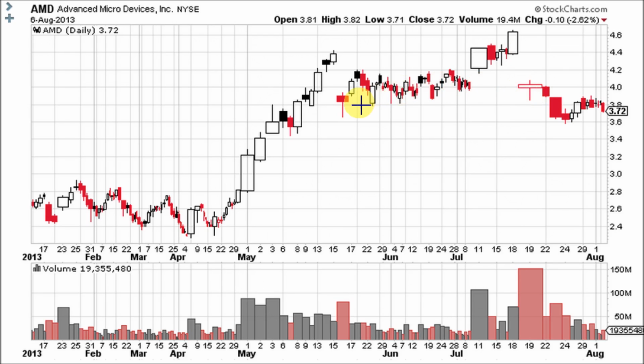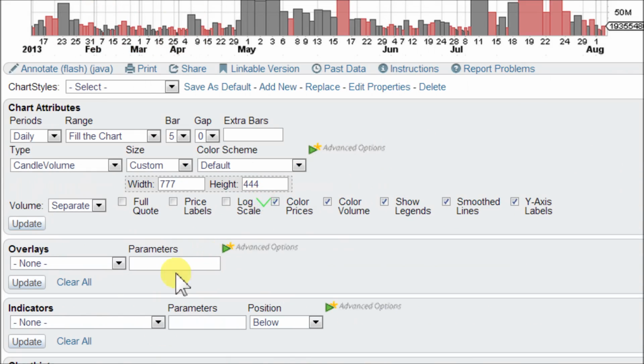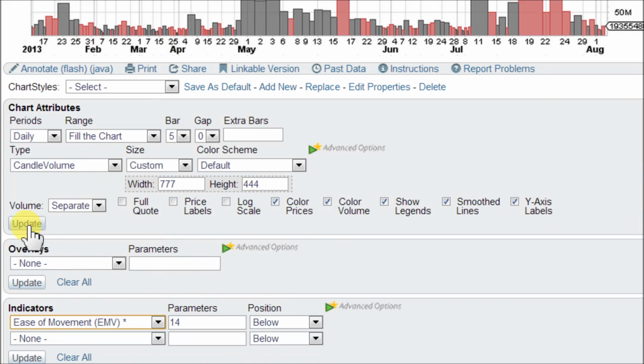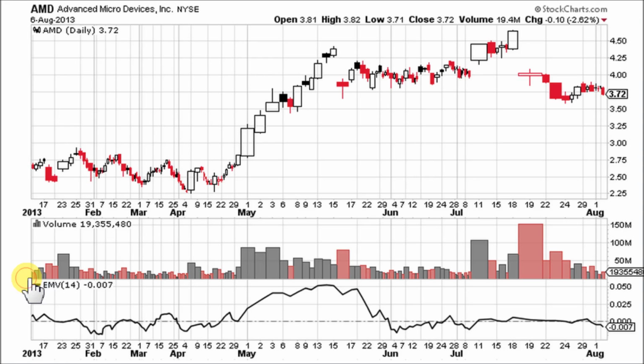So for the purposes of this, let's go ahead and load up the indicator, which is EMV, ease of movement. It's set at a standard look back period of 14 days, and you can adjust this one to your liking, either faster or slower. Go ahead and click Update, and here is EMV set at a 14 period with a reading of minus 0.007.